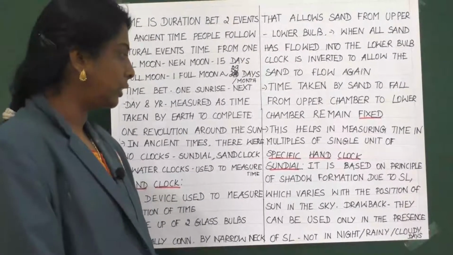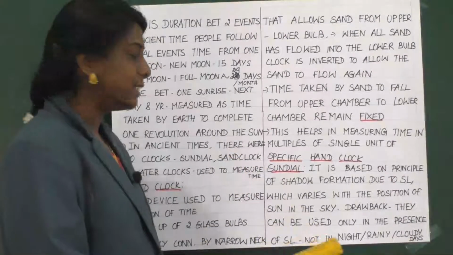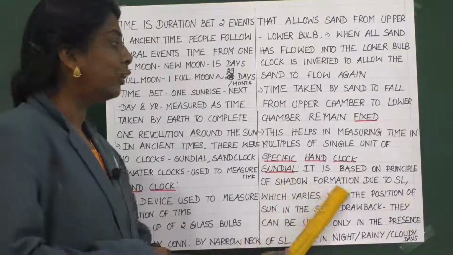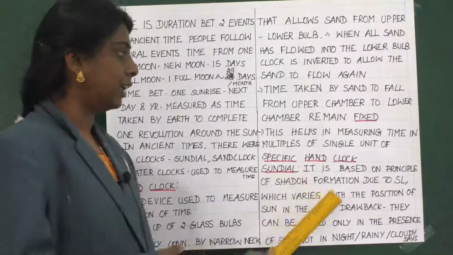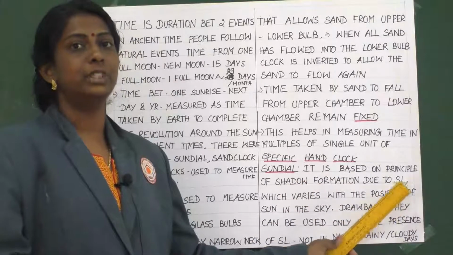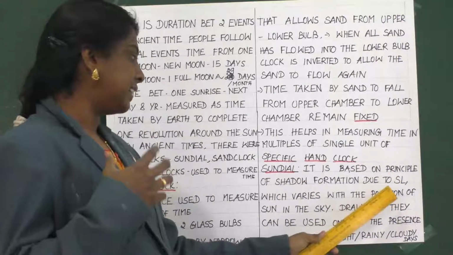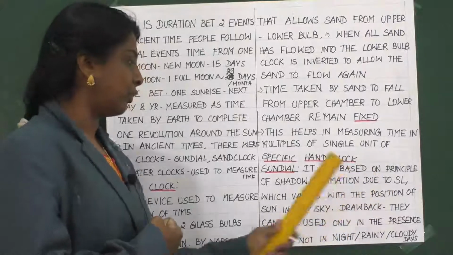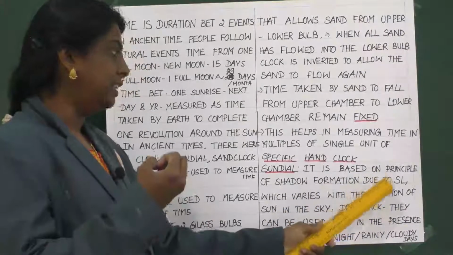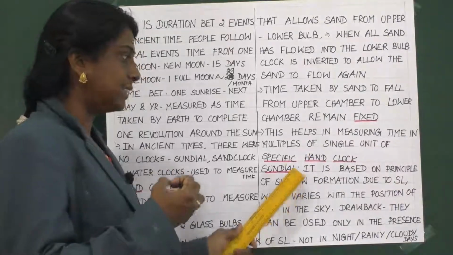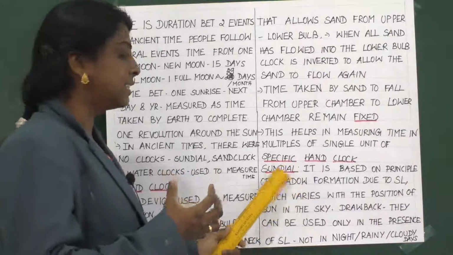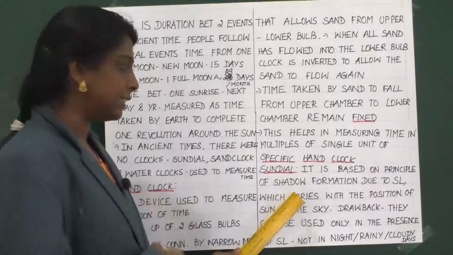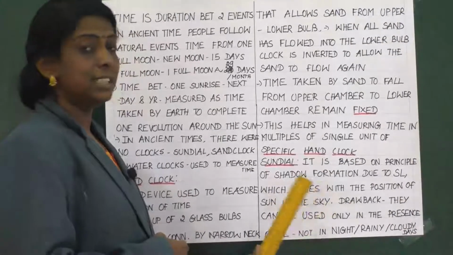Yes children, now about the same sundial. As I said, it is based on the principle of shadow formation. Where are you getting the shadow from? It is due to the sunlight. So you receive the sunlight from the sun, is it not? Which varies with the position of the sun in the sky. And with this sunlight, shadow formation takes place, and based on the shadow formation the sundial works. Okay, so the main drawback of this instrument is that it can be used only in the presence of sunlight.